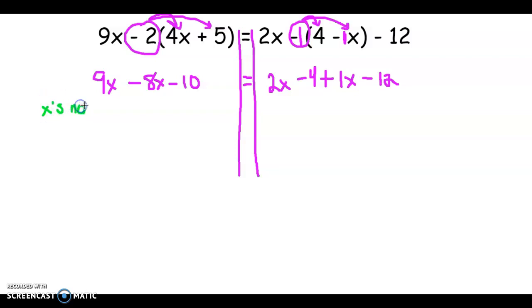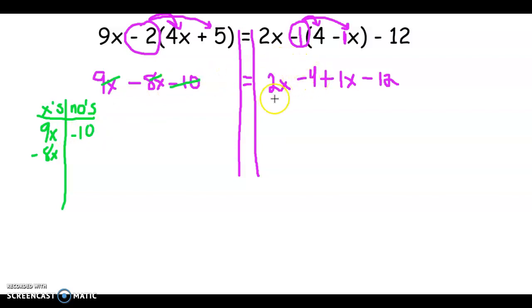Now remember, if this is something you can do in your head, you are more than welcome to do this in your head without making the columns. I only make the columns to help organize my work. I have a positive 9x here, so I'm going to go ahead and write that down. I have a -8x, so I'm going to write that under my x's column as well. And then I'm done with my x's, and I just have a -10 to write under my no's. And I've included all 3 terms.